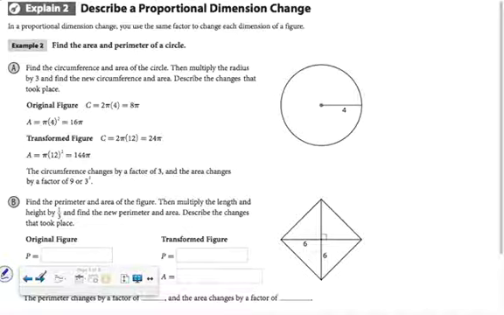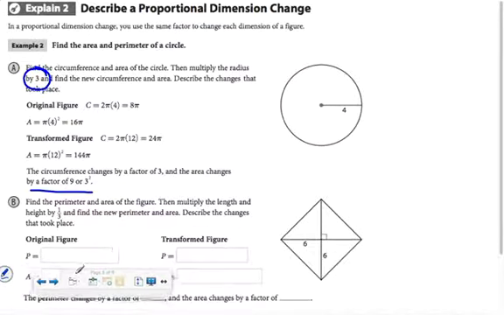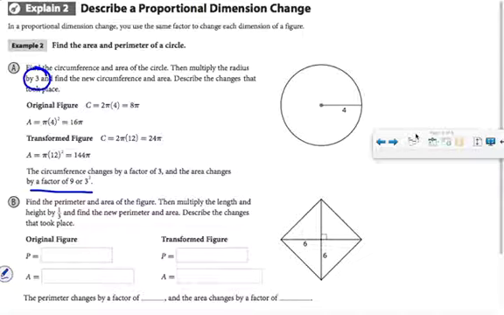So in part A, they found a circumference, and then they enlarged the radius, and notice that the area changed by a factor of 9, which is 3 squared. So the scale factor is 3, and 3 squared is how much bigger the area was. So let's use that thinking in part B.